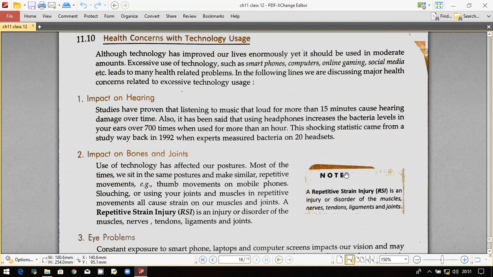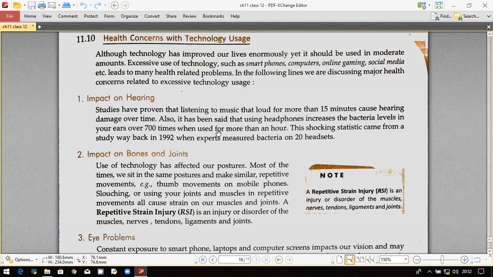The first thing is the impact on hearing. We are continuously using headphones and hearing loud noises from our devices, so it may decrease a person's hearing capacity and cause damage to your hearing. It is also said that using headphones increases the bacterial levels in your ears over 700 times when used for more than an hour. So here you can see there is a high risk of infection for your ears.